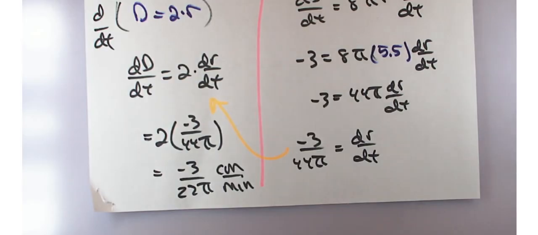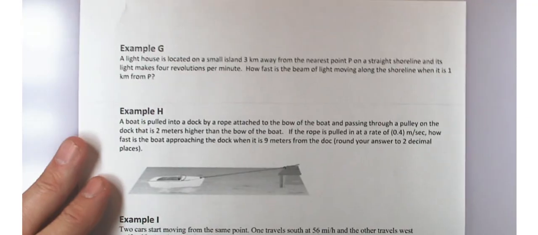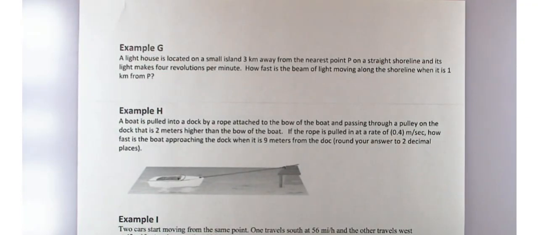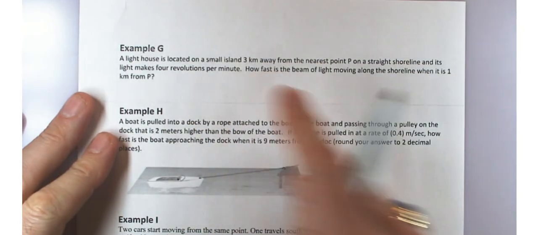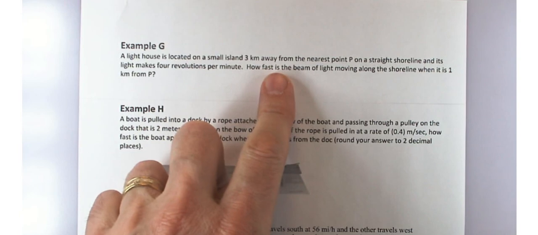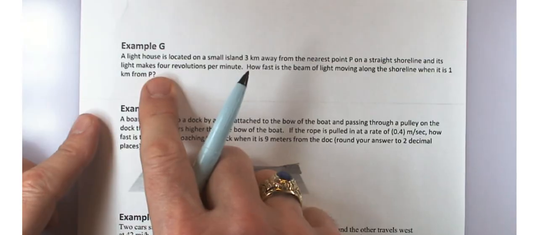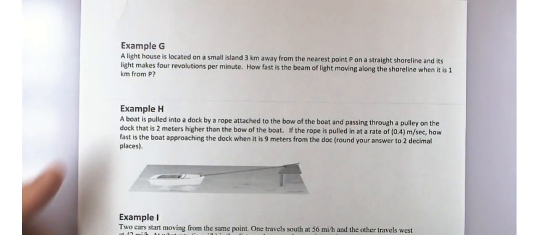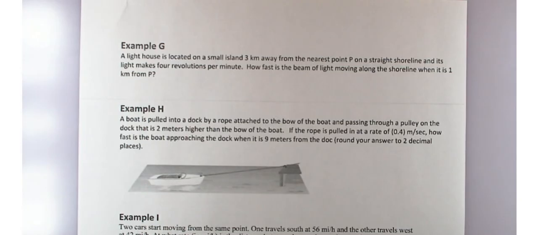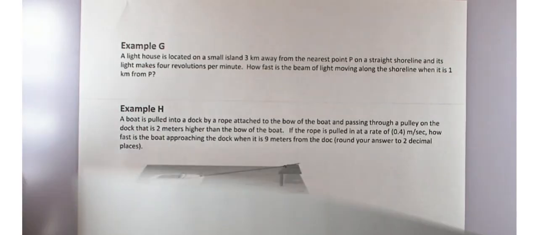Let's move over to example G. And we'll try and draw ourselves a good picture for this as well. The lighthouse is located on a small island 3 kilometers away from the nearest point P on a straight shoreline, and its light makes 4 revolutions per minute. How fast is the beam of light moving along the shoreline when it's 1 kilometer away from P? So, all right, a lot going on there. And like I said, a good picture will help out a lot in this one.